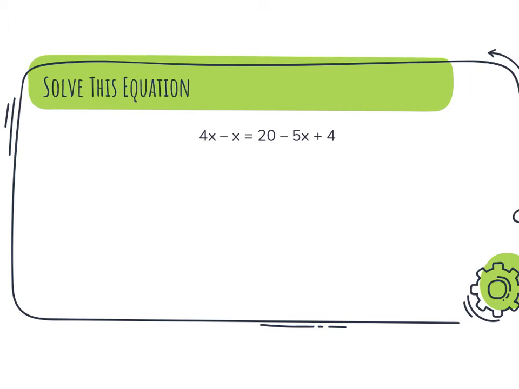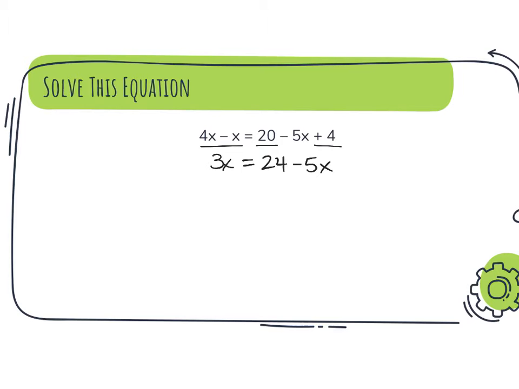So I look at each side of the equation and see if there's any like terms. On the left side, we have a 4x and a negative x that can be combined. When we combine those, we'll take 4x minus x, which will bring us to 3x. On the right side, I have numbers, 20 and positive 4, that can be combined, but no like term with the x, so I'll just combine the numbers. 20 plus 4 will give us 24, and then we have our negative 5x.